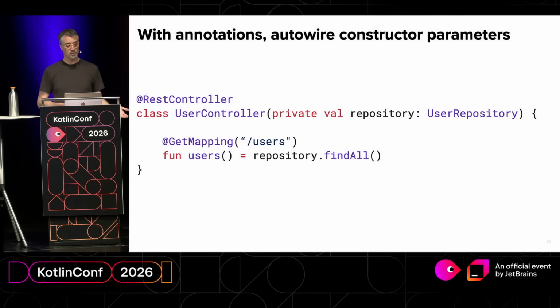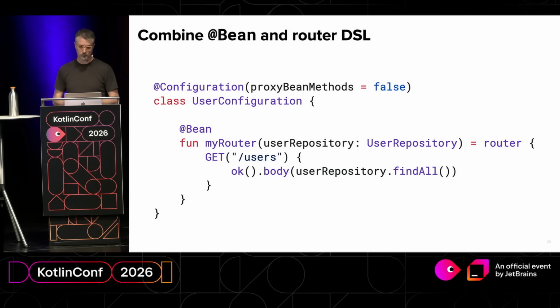If you are using annotations, I advise using automatic autowiring of the constructor parameters. If you have a single constructor, you don't have to specify the @Autowired annotation. It will be autowired by default. So here, you will have autowiring by type of the repository parameter, and that's it, nothing more to do.